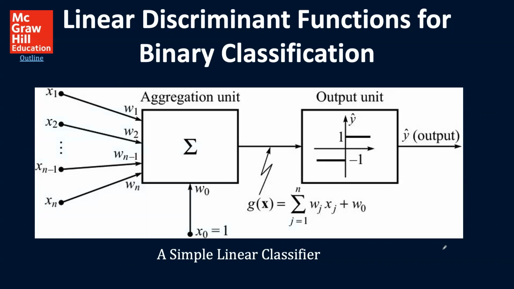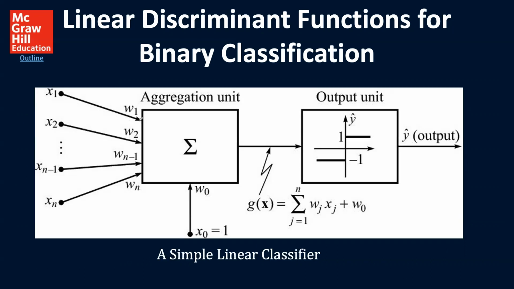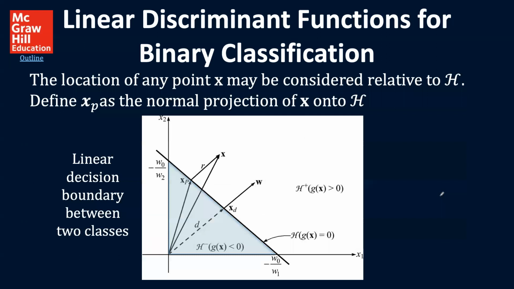Well, here is a simple linear classifier. So we're trying to think of this kind of equation here. So we have the aggregation unit. First we have g of x, a summation of all of these inputs with their weights. And then we have an output unit. And as a result of having this kind of linear discriminant function, we're able to come up with a y hat, an approximation of what the output should be based on the different types of features that were given in the input.